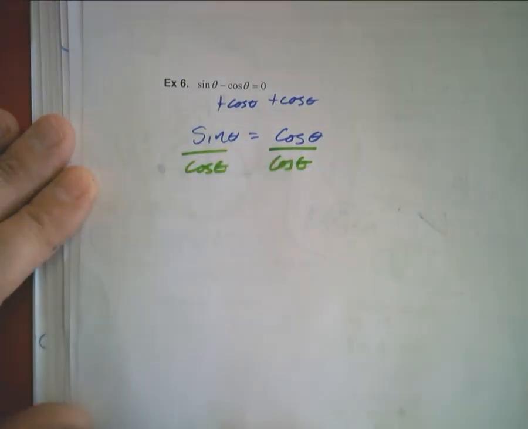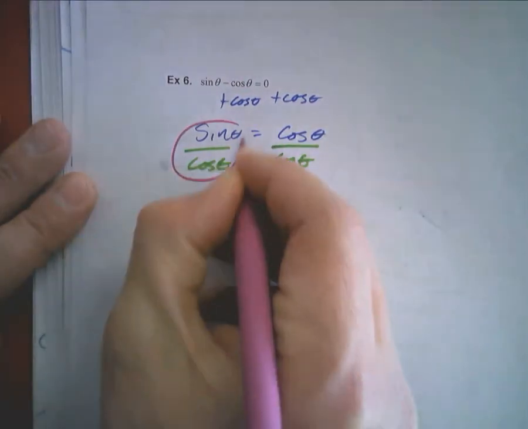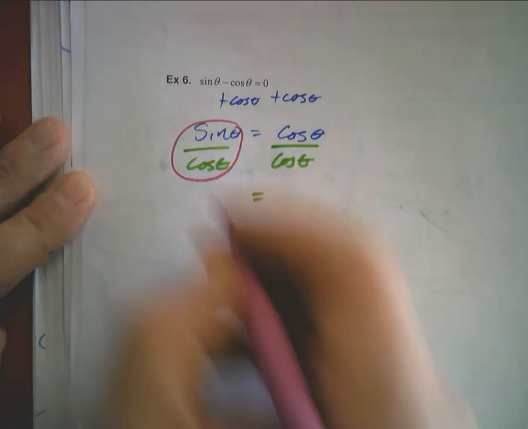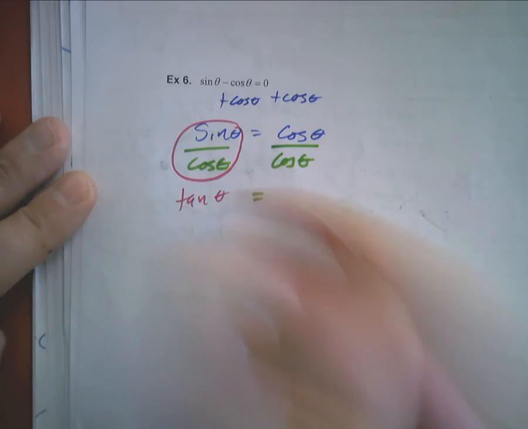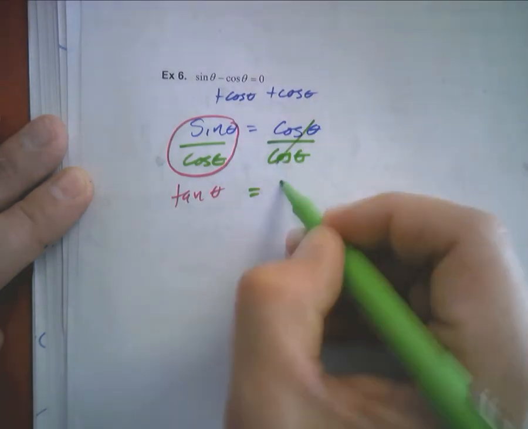And now do you guys know what sine divided by cosine is? What's that guy turn into? That's tangent. That's a trig identity. Sine over cosine we should know is tangent. And then over here, cosine divided by cosine turns into 1.